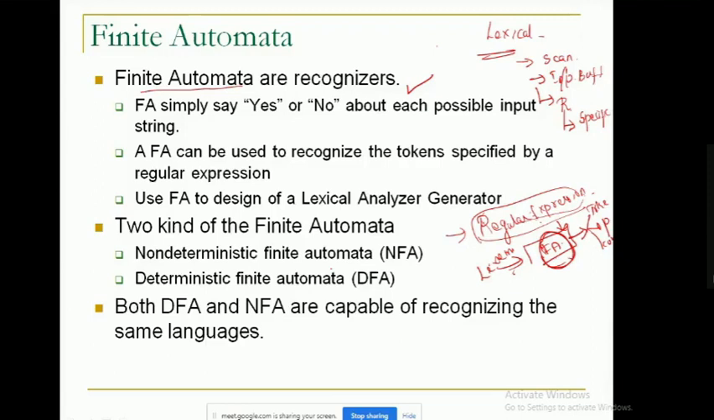Now, is that clear? Idea clear, ma'am? Lexical analyzer job?